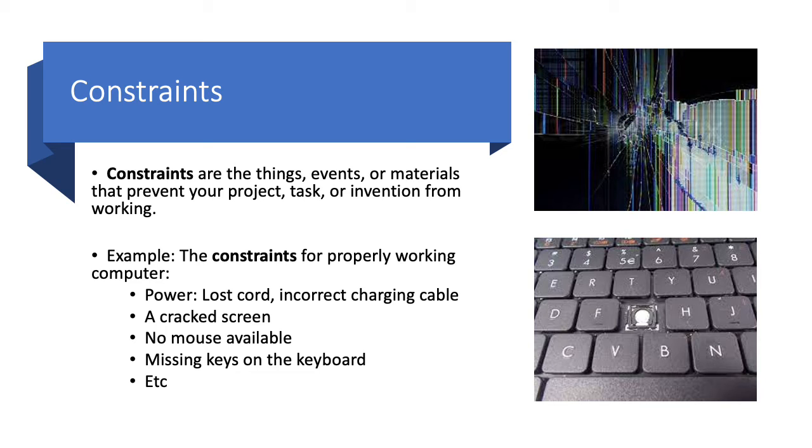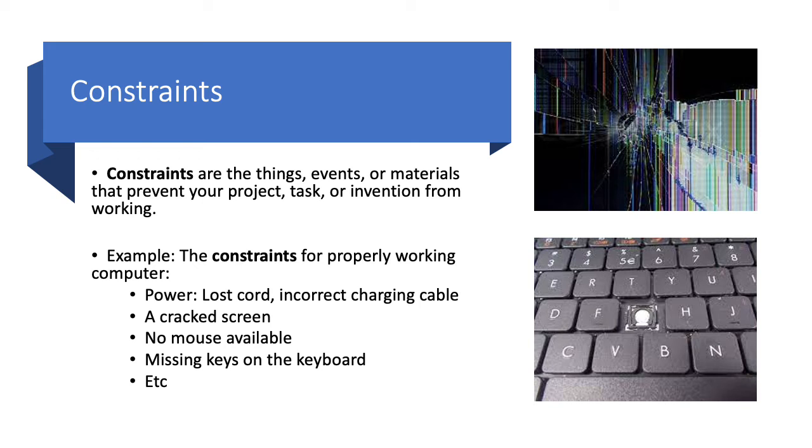So we've talked about criteria. Now let's talk about constraints. Constraints are the things, events, or materials that prevent your project, task, or invention from working. So it's like the stuff that gets in the way.